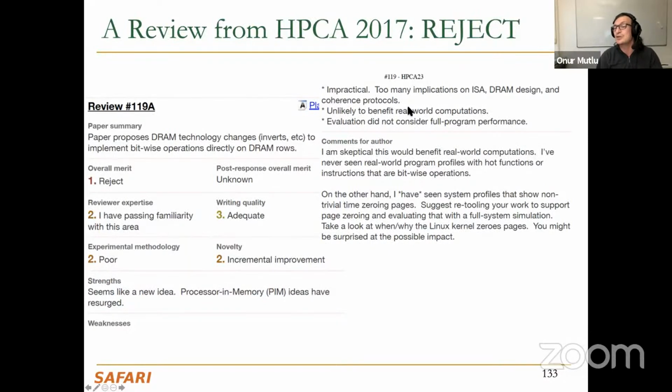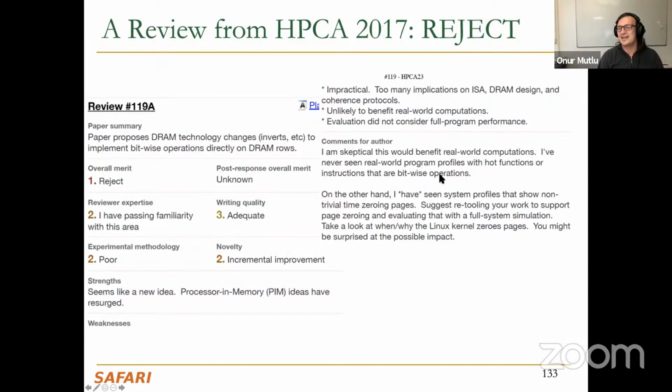So basically, this reviewer ignores evidence provided in the paper and provides a completely subjective evaluation saying unlikely to benefit real-world computations. How do you know? Evaluation did not consider full program performance, which is also incorrect, actually. The evaluation does consider full program performance. Okay, so it's very interesting to read these reviews, basically.